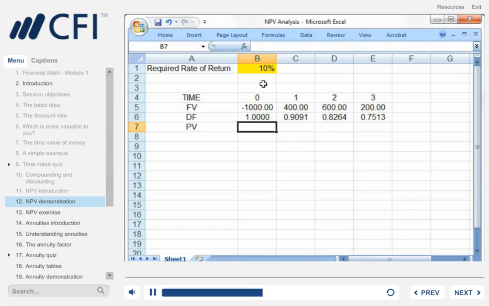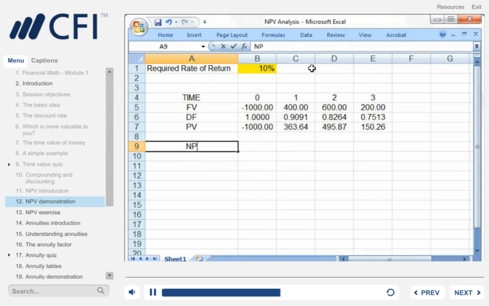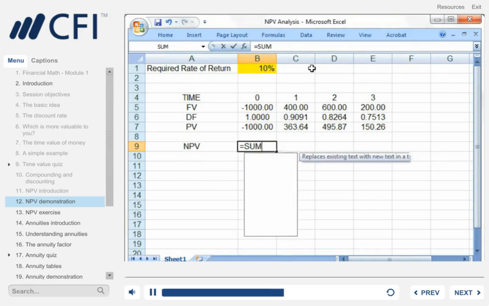Calculating each cash flow's present value is now simply a matter of multiplying the future value by the discount factor. And I can calculate the NPV for this project by summing together all the present values.